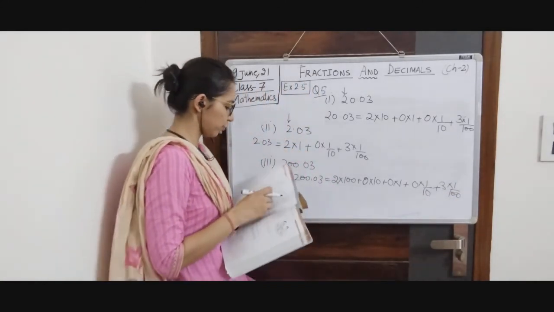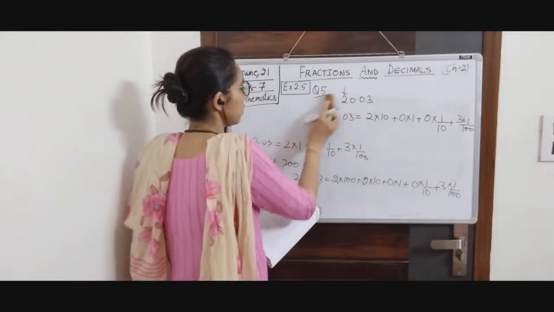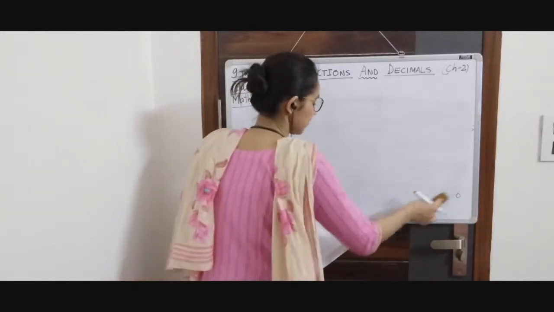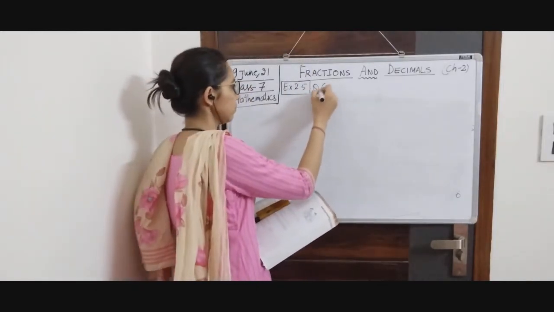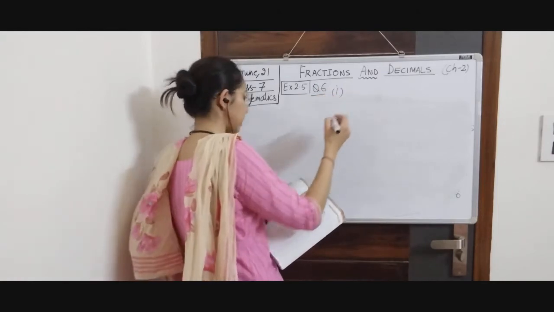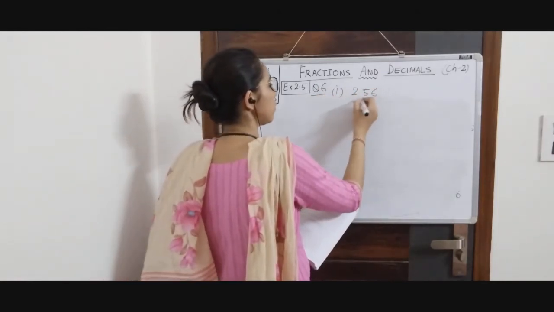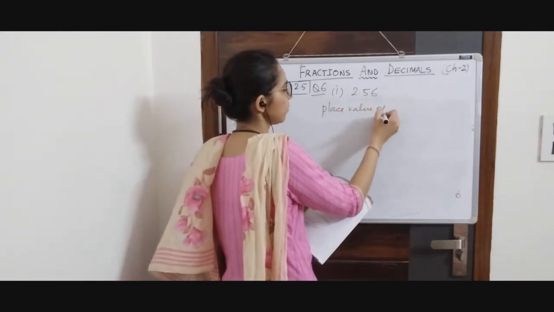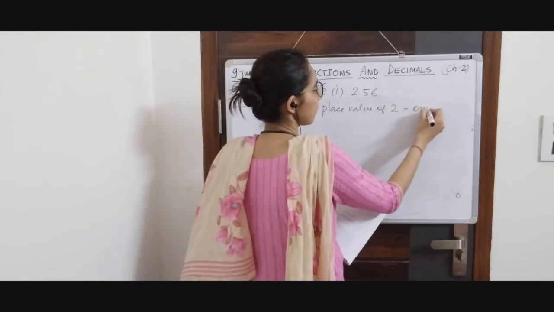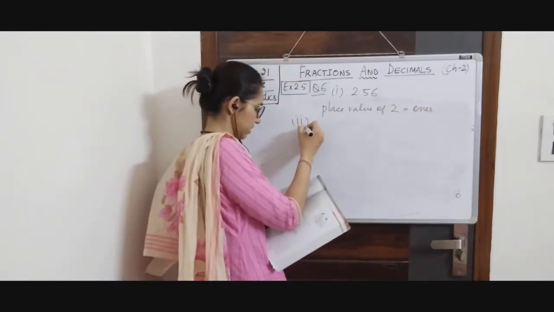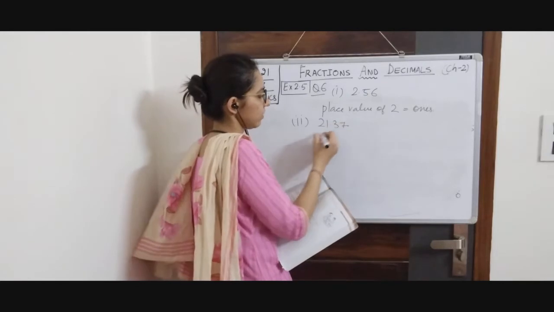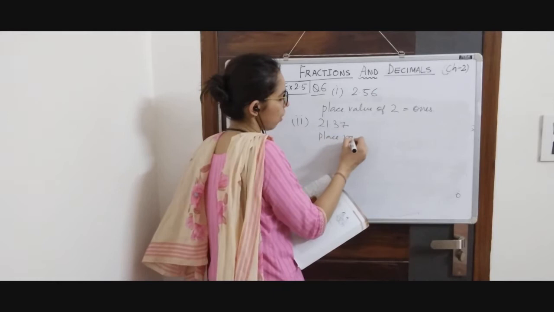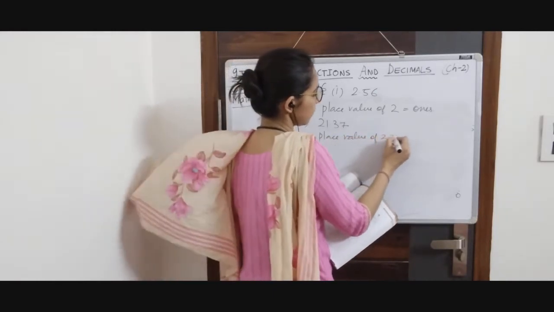Now question number 6. You have to write the place value. You just have to tell what is the place value of 2 in the given decimal numbers. First number is 2.56. So the place value of 2 is ones. Okay. And second, it is 21.37. Here it is on tens place. So the place value of 2 is tens.